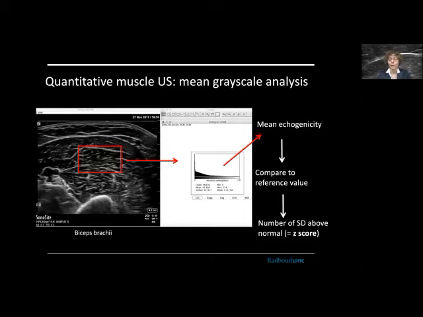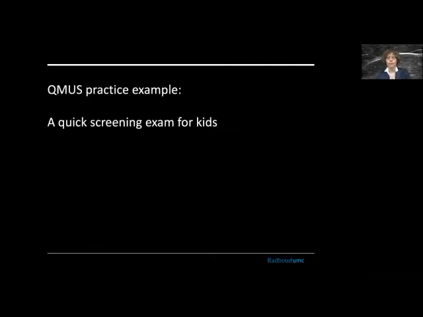And with that, you can say how many standard deviations the echogenicity of your muscle image is above or below the mean. And that's called a z-score. Now let's show you a practice example.